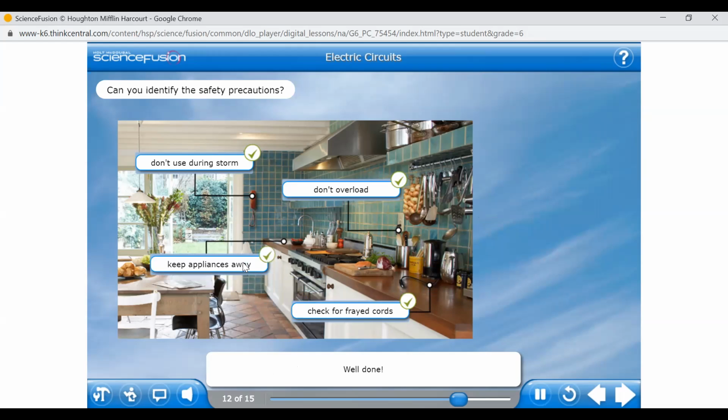Okay. Well done. A few precautions that you can take with electrical devices are keeping appliances away from water, checking cords for signs of damage or fraying, avoiding using landline phones during a storm, and using outlets wisely by not overloading.